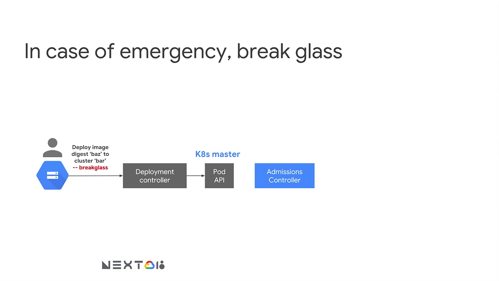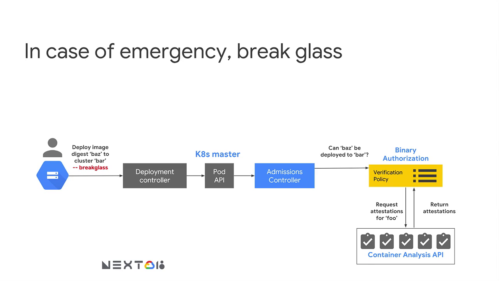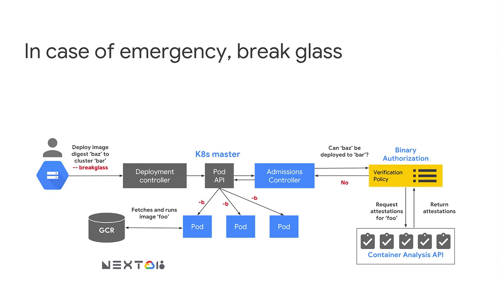I will specify the break glass flag, and the request will reach Kubernetes as usual and go through the whole verification process. Binary authorization says, no, this is not conformant. But the Kubernetes master will say, I'm overriding it, because the break glass flag is turned on. And this would generate an audit log, so the break glass deployment event can be reviewed later on.